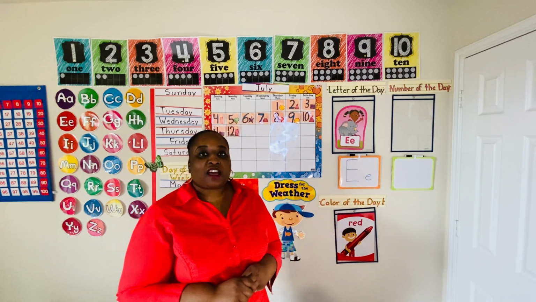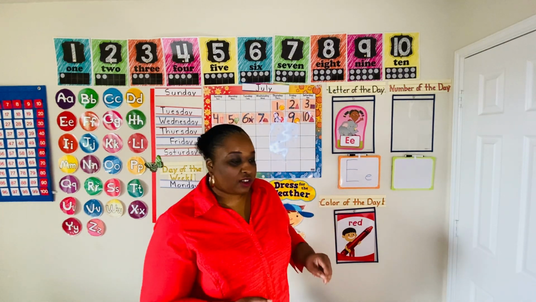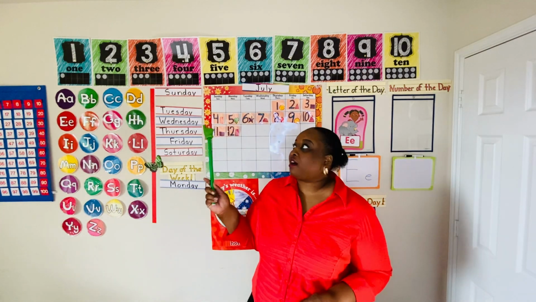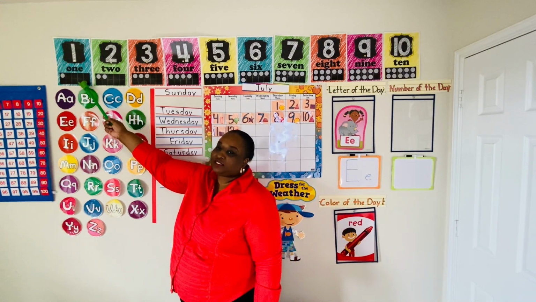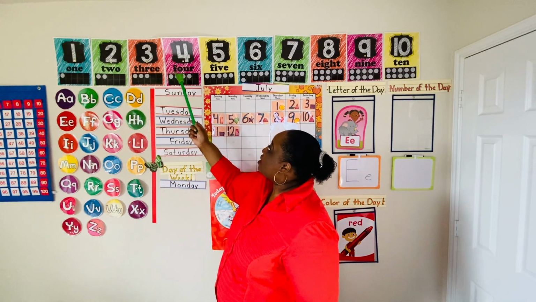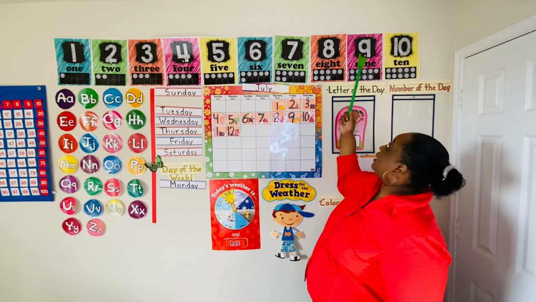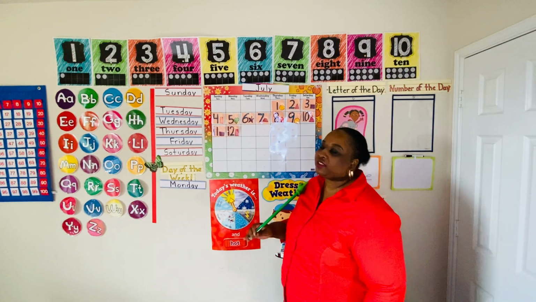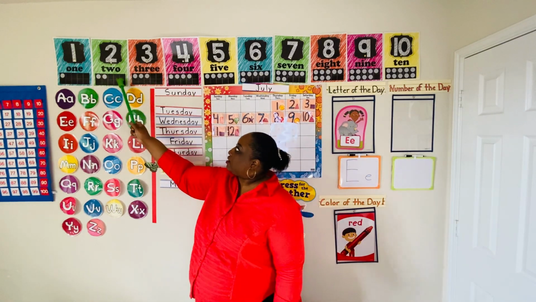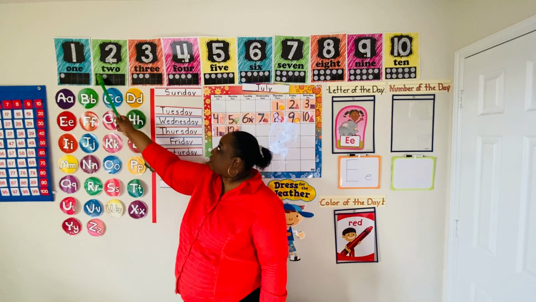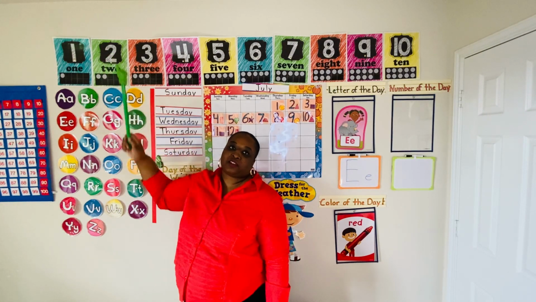All right, guys, so now we're gonna do some math, okay? And we're gonna do our number of the day, okay? But first, we're gonna count all of our numbers up here. Are you ready? Okay, let's get started. 1, 2, 3, 4, 5, 6, 7, 8, 9, and 10. All right, our number of the day is 2. And on each of these numbers, there's a thing called a 10 frame. So in here we have 1, 2 dots because 2 is the same as the symbol, the number 2.